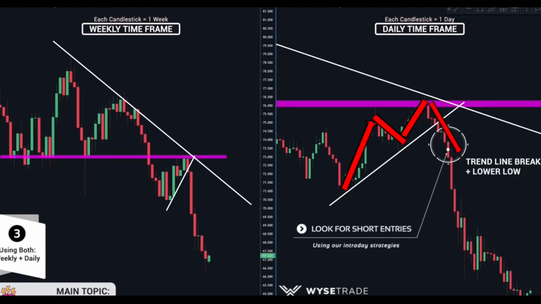or intraday entry. Again, the key here is that this all occurred after the rejection and bounce from an area of high confluence, or else you would have just had a trend line break, and that would be meaningless.